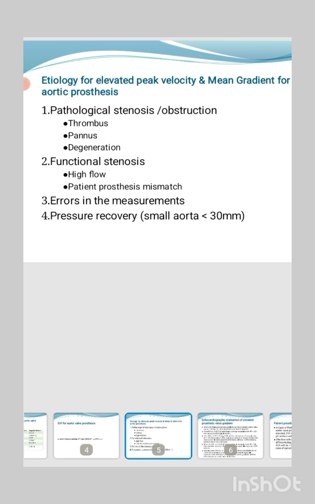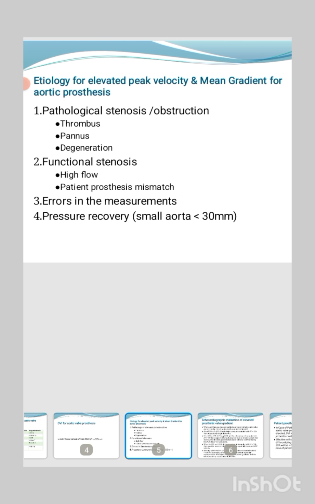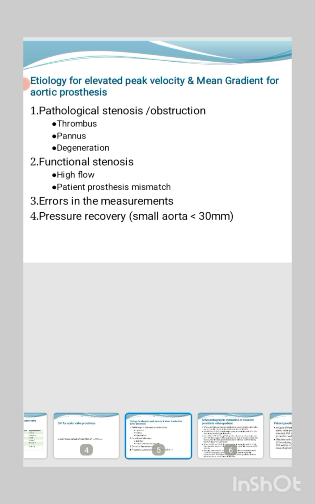Etiology of elevated peak velocity and mean gradient across the aortic prosthesis. Whenever there is an elevated mean gradient or velocity, we should carefully look for the following. Pathological stenosis, like obstruction from thrombus, pannus and degeneration. Second is functional stenosis, like high flow and patient prosthesis mismatch. Number three, error in the measurements. Number four is pressure recovery in a small aorta less than 30 mm.